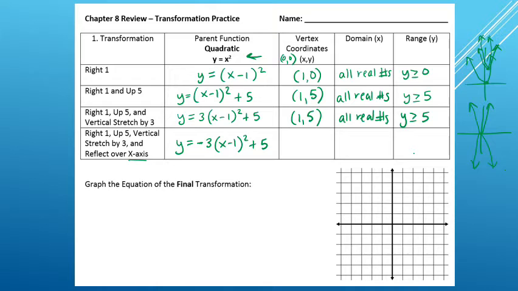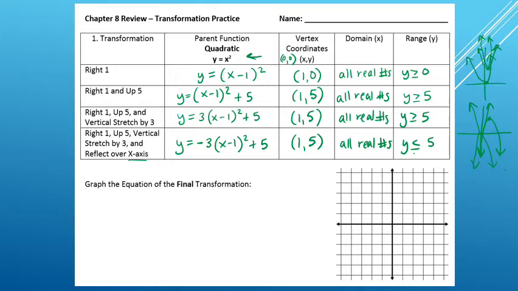So if you imagine reflecting it first and then moving it right 1 and up 5, right, we would get this kind of shape here. And we can see that the vertex point is still at 1, 5. It's now just going down instead of up. And so our domain continues to be all real numbers. And our y values, you'll notice now, start at 5 and go down. So y values are less than or equal to 5.